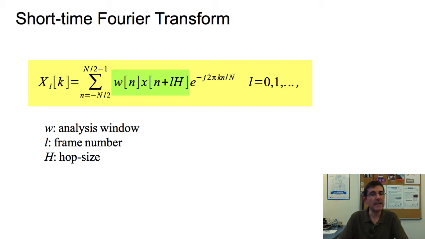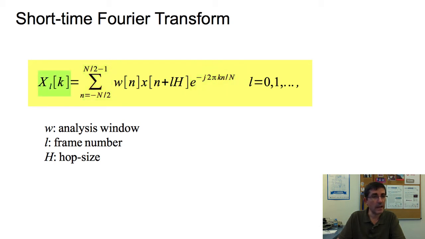So basically, x is going to be changing in time according to l and H, and then at every time instance, at every l, it's going to be multiplied by this analysis window w of n. The rest is the DFT. So the only thing that changes is that the input signal changes, and therefore the output also is not a single spectrum, but a sequence of spectra.